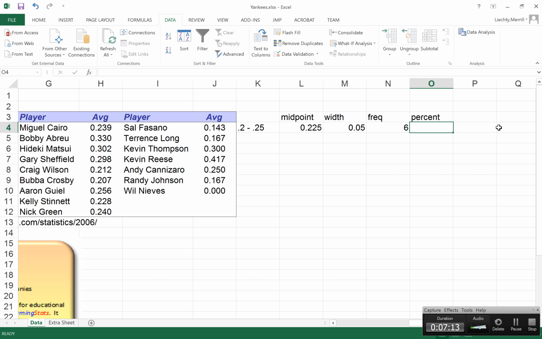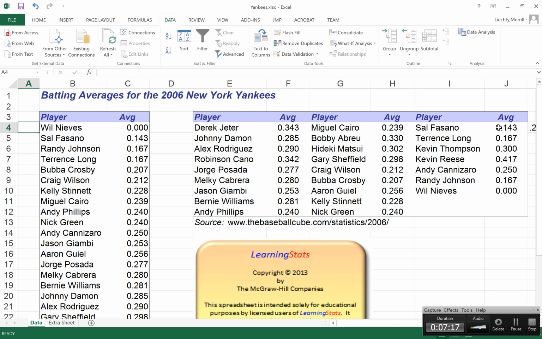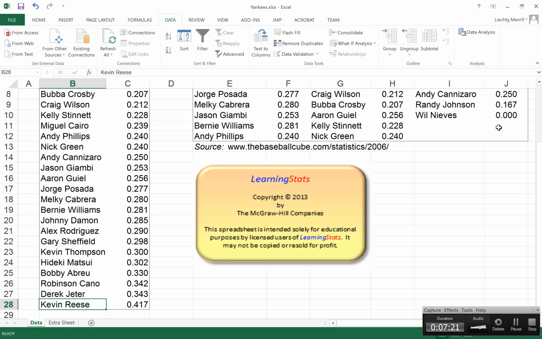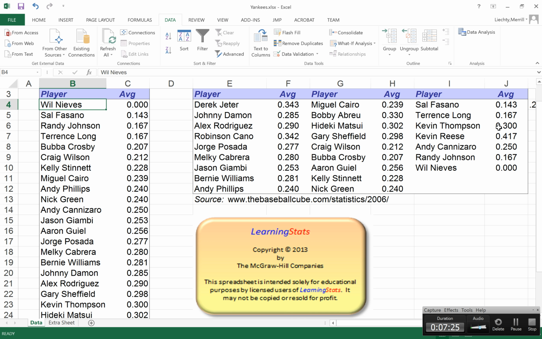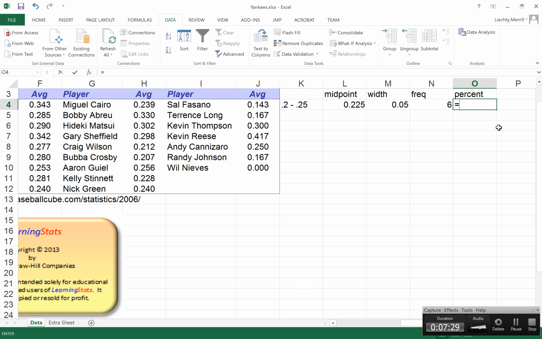Now the percentage, of course, is just going to be of the total number of players, and how many are there? We've got 4 down to 28, 24 players, I guess. So the percentage is just going to be equal to 6 divided by 24, except that's not a percentage, is it? That's a proportion, so the percent is 25.